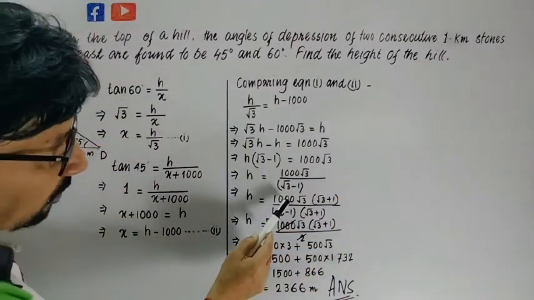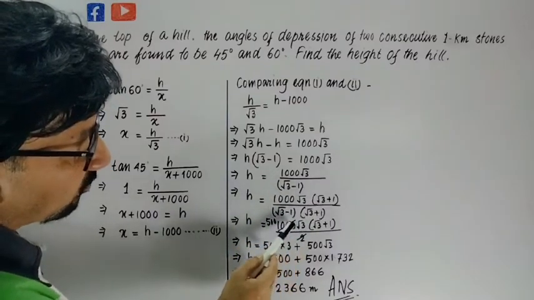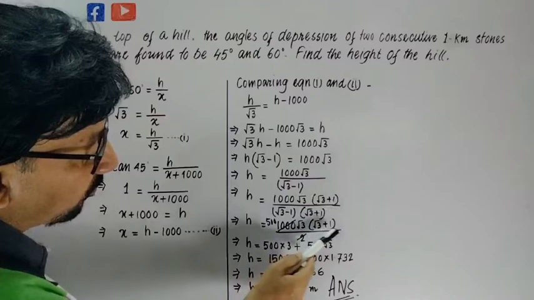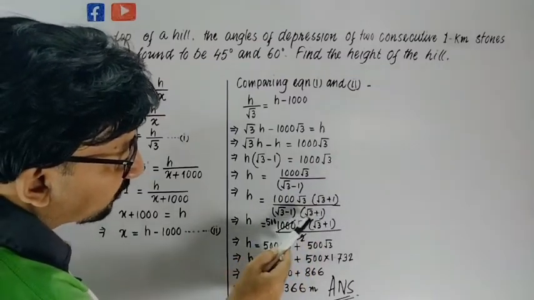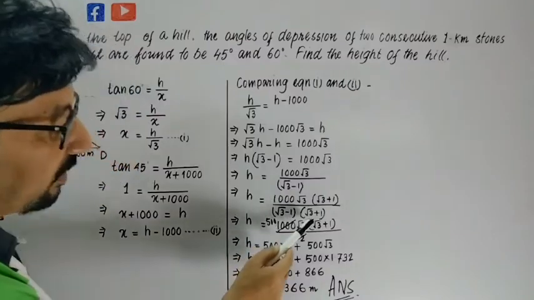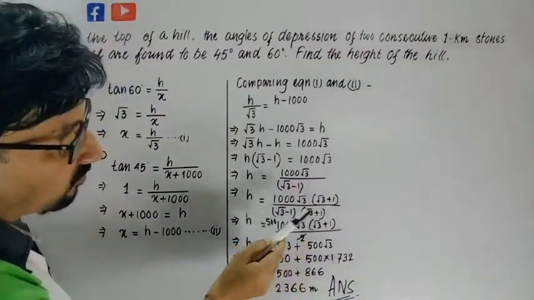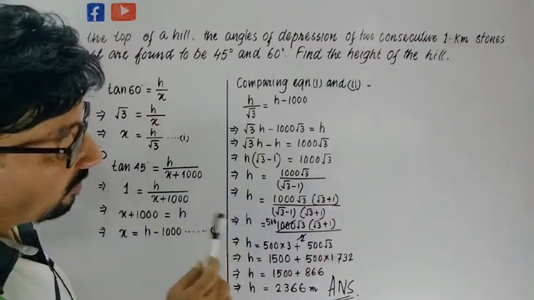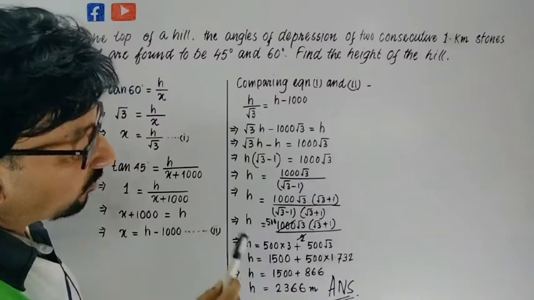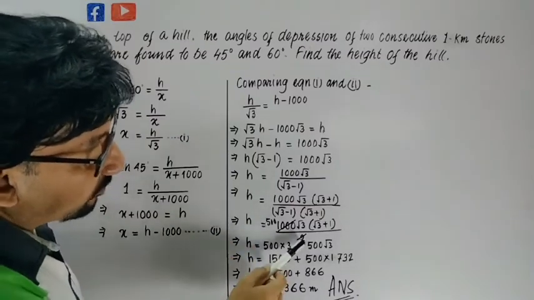Now 1000 root 3 into root 3 plus 1. Look, root 3 plus 1 into root 3 minus 1, a plus b into a minus b, it is a square minus b square. A square means root 3 square, which is 3, and b square means 1 square, which is 1. So root 3 square minus 1 square. Root 3 square means the square root gets cancelled. 3 minus 1, that is equal to 2.